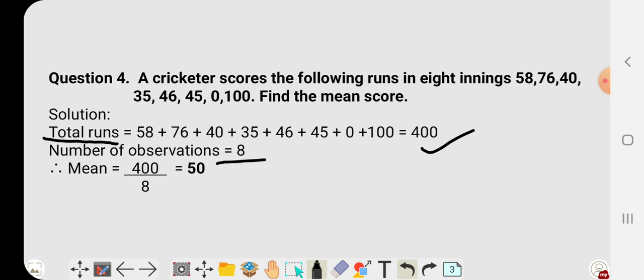Now the number of observations, or we can simply say the number of matches, is 8, or the number of innings is 8. To find the mean, we will divide the total runs by the number of observations, that means 400 by 8. This is equal to 50. This is the average or mean score by that player.